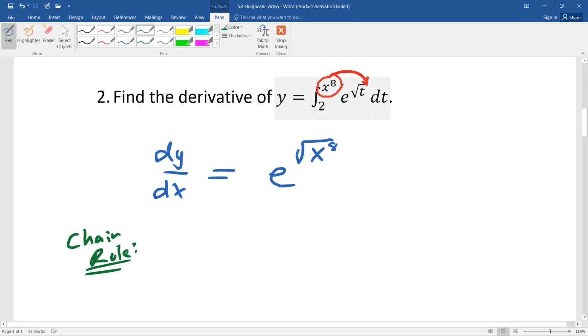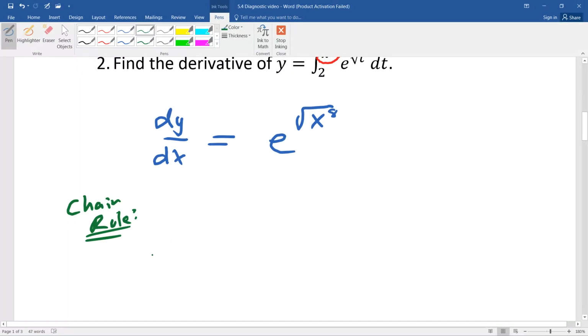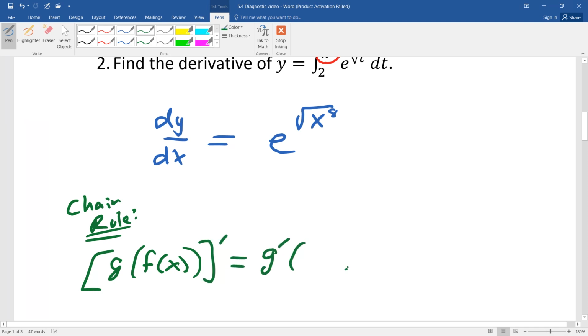We have this function x to the 8th sitting in this other function, which is the integral from 2 to the variable of e to the square root of t dt. So you want to remember that when you have a function, we'll think of f of x as being like x to the 8th. When we have a function sitting inside of another function and we take the derivative of that, the chain rule says first we take the derivative of the outside function and the inside stays exactly the same. But then, secondly, we take the derivative of the inside function and multiply by that. So we have to remember to multiply by the derivative of what's inside.